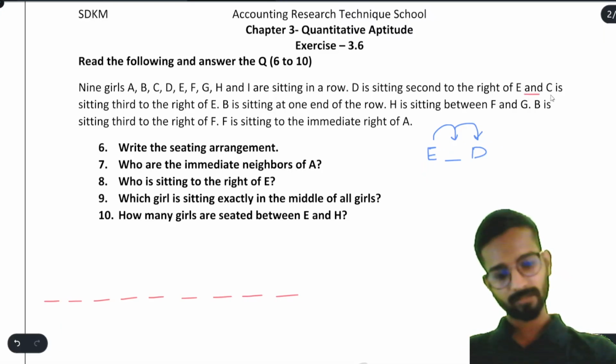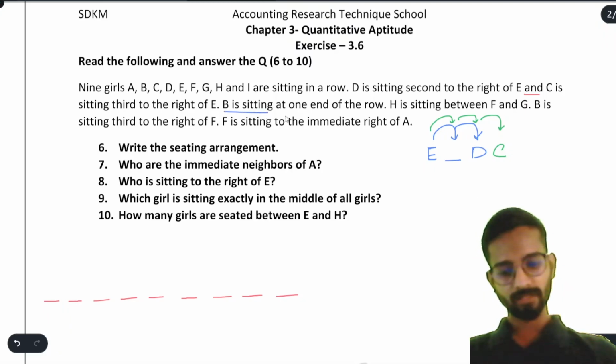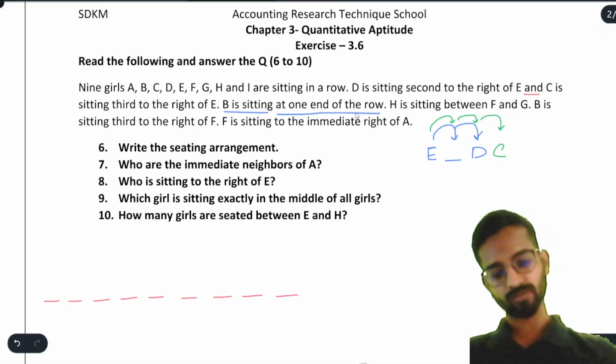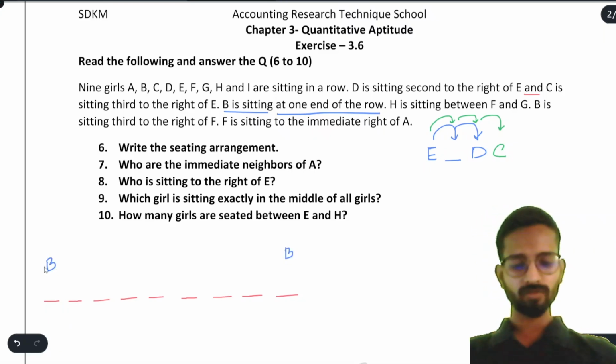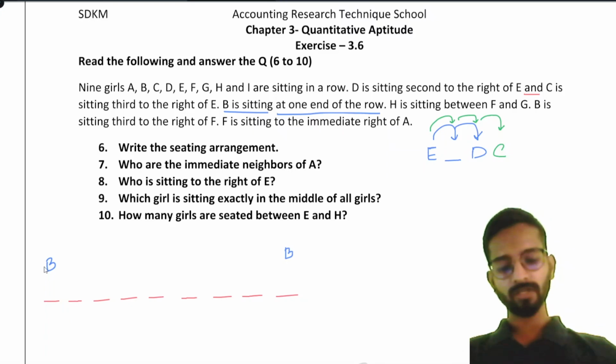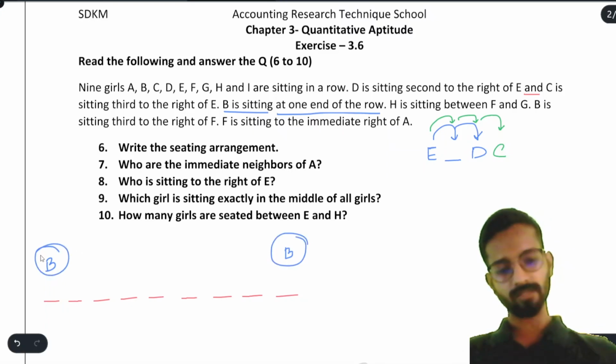And C is sitting third to the right of E. It means third to the right of E will be 1, 2, 3. Here is our C. Simple. After that, B is sitting at one end of the row. Okay, so either B will be here or B will be here. We do not know. We are just telling that it is at the end of the row. It can be either this or this.